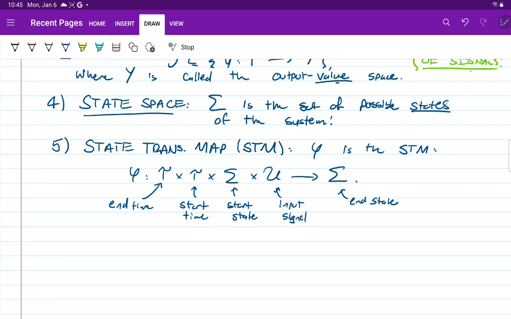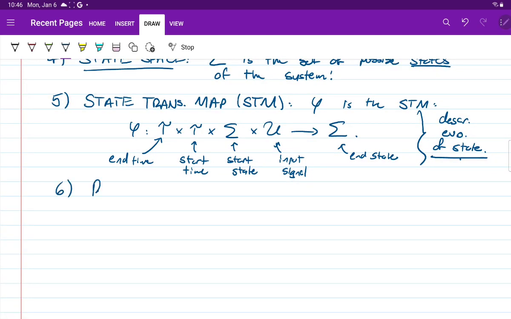Okay? So this tells us exactly how our system moves over any time period, given any initial state and any input signal. All right? So this completely describes the evolution of the state of the system. All right? So it describes evolution of state. Okay.